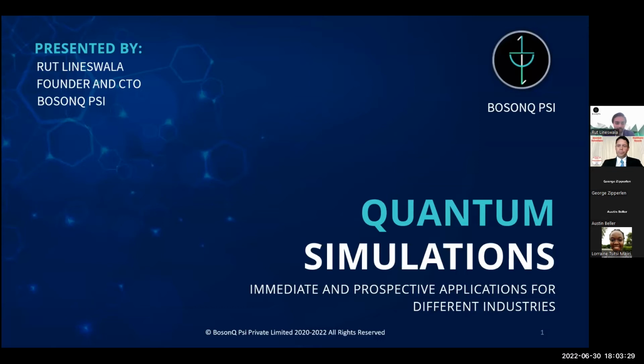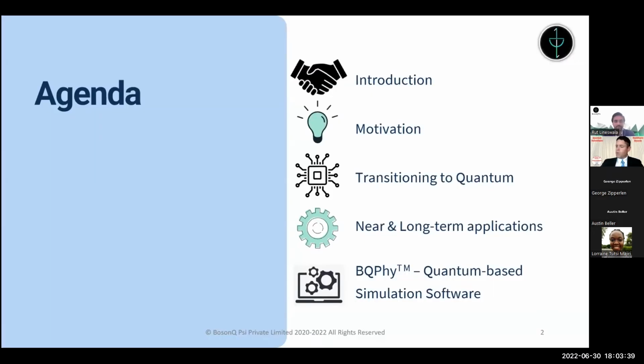Today I'm going to be talking in general about quantum simulations, the immediate and the prospective applications for different industries. The agenda for today is, of course, I'll introduce myself and what really motivated me to start BQP, or BosonQ Psi, and how there is a need to transition from traditional computing to quantum computing, and then look at what can be done using quantum. What type of applications are we specifically needing it for?